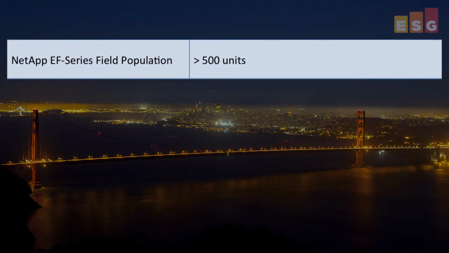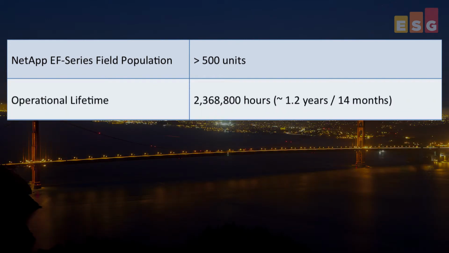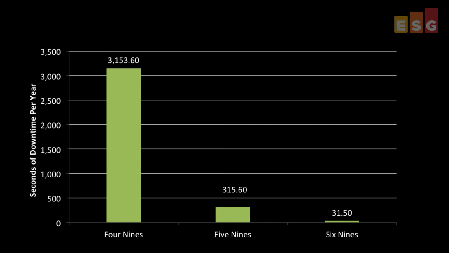NetApp tracks the in-service reliability of all field-deployed EF series platforms. ESG Lab reviewed the EF series reliability data, which shows that the EF series achieved an outstanding 6 nines availability. To put that in perspective, 6 nines availability is equivalent to just 31.5 seconds of downtime per year, and that's about 2.5 seconds of downtime per month.